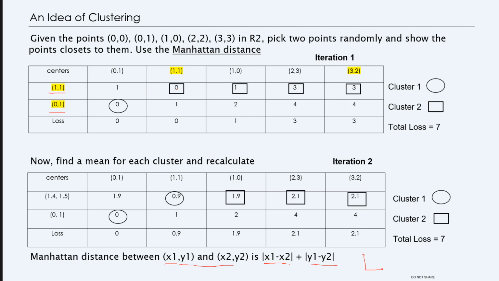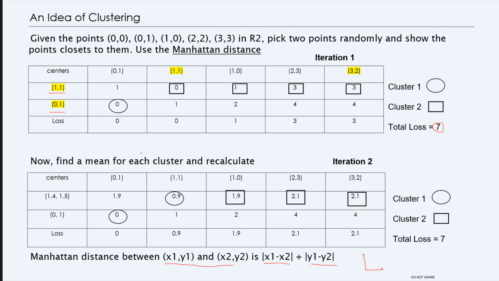And then the same thing here. The minimum is this one, so we say this point belongs to that cluster. This point belongs to that cluster because that's the minimum of 1 and 2. Same thing here. So therefore we came up with 2 clusters, where one cluster has only 1 point and the other cluster has 4 points. The total loss is how much loss we have when we estimate a cluster by a point. Here we have 0 loss, here 0 loss, here we have 1, 3, and 3. So we have a total of 7 loss here.